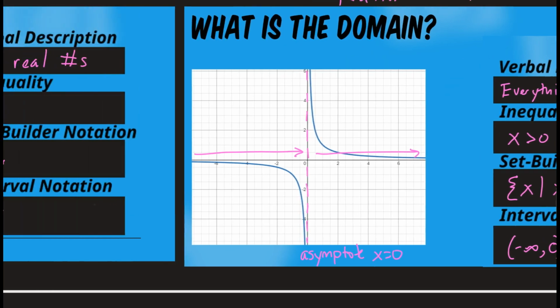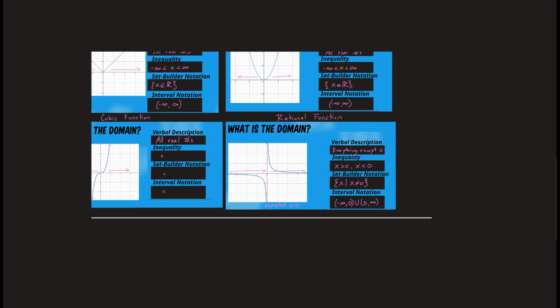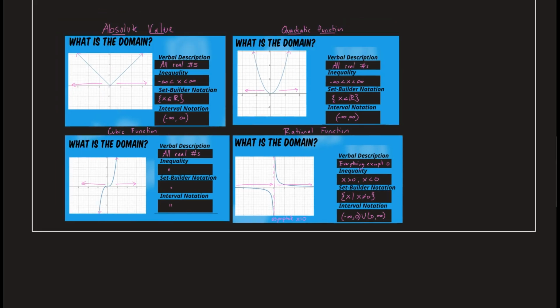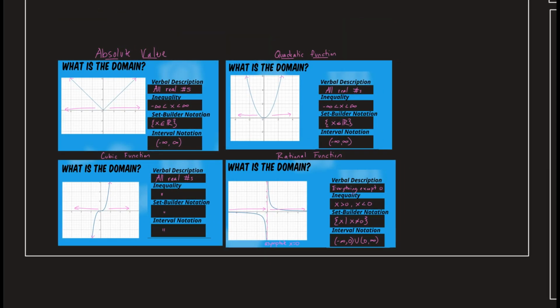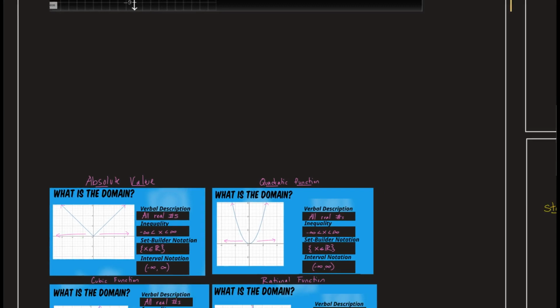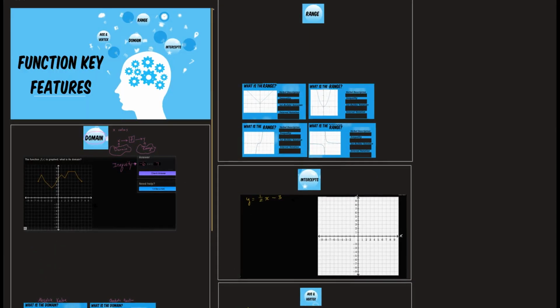So that about sums it up for domain. We went over the 4 functions: absolute value, quadratic function, and cubic and rational functions. And now let's look at our range.